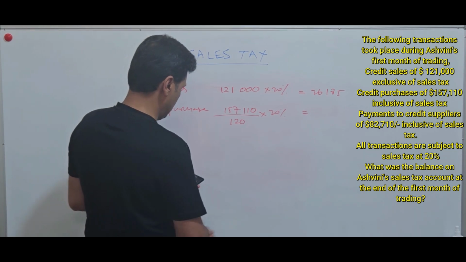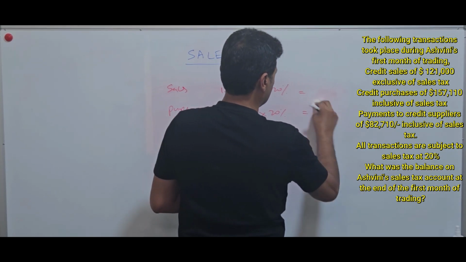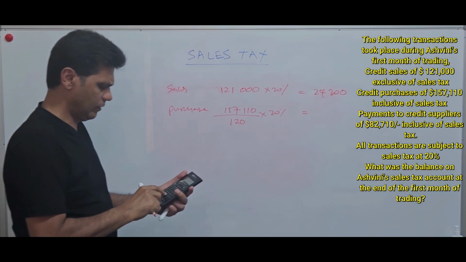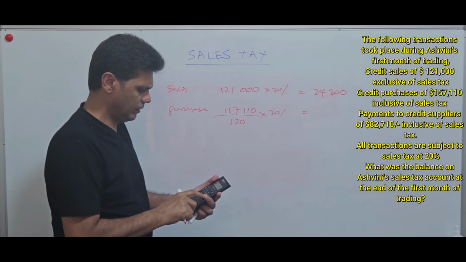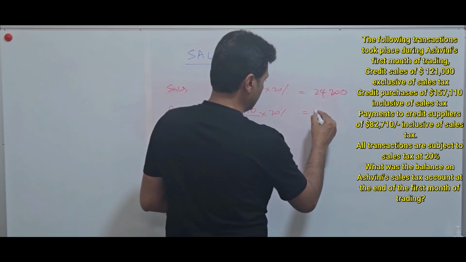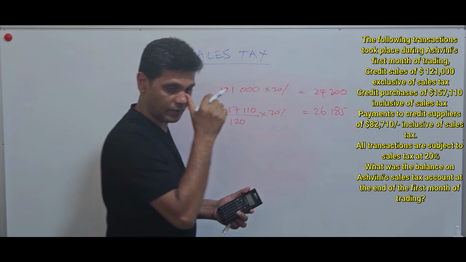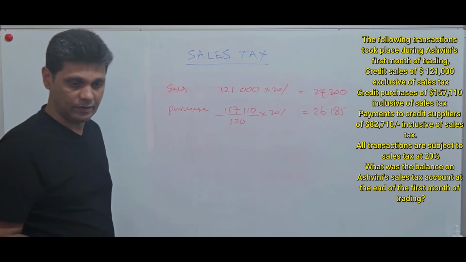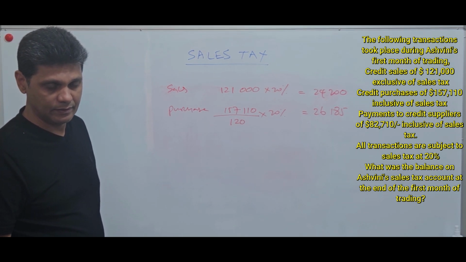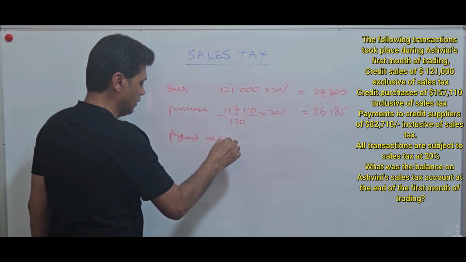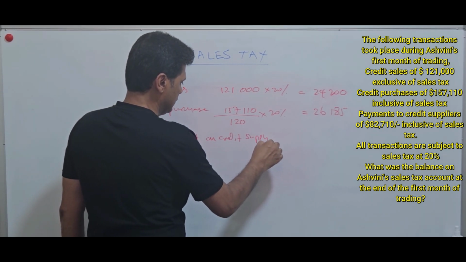Oh, 24,200 right here. 24,200, and here 157,110 divided by 120 times 20, which is 26,185. Okay. Then why have they given another line? What is that? Payment to credit suppliers. Okay, so you have given payment on credit suppliers.